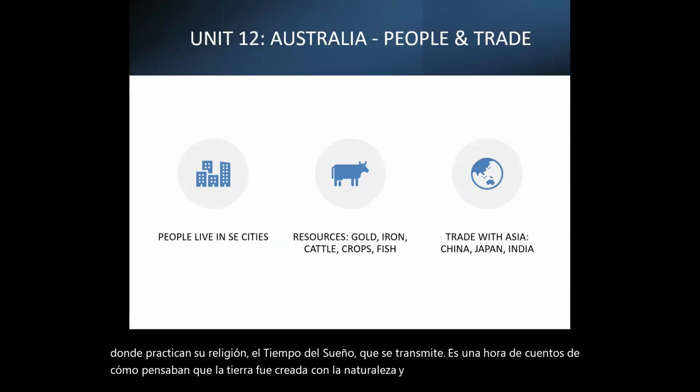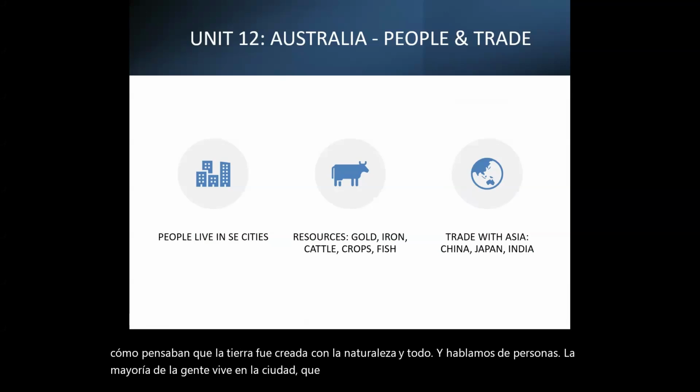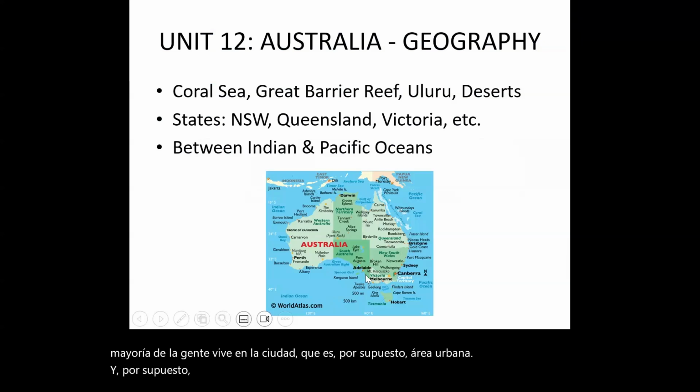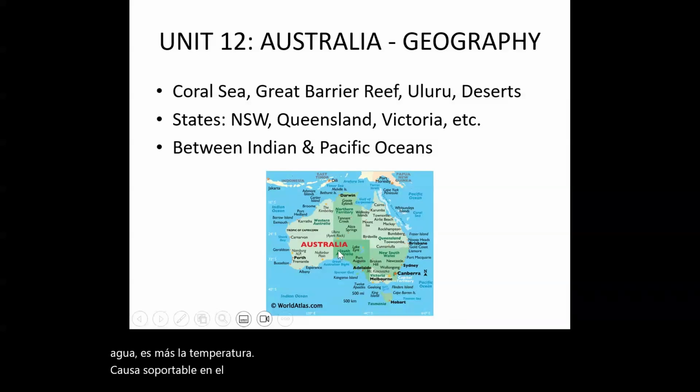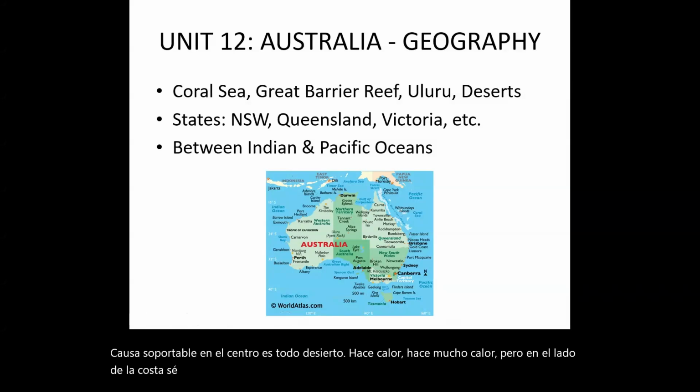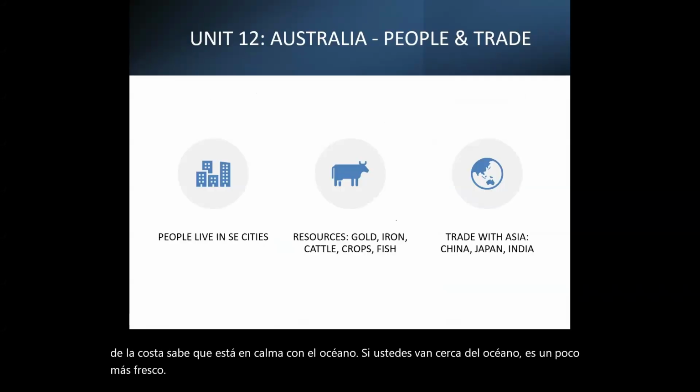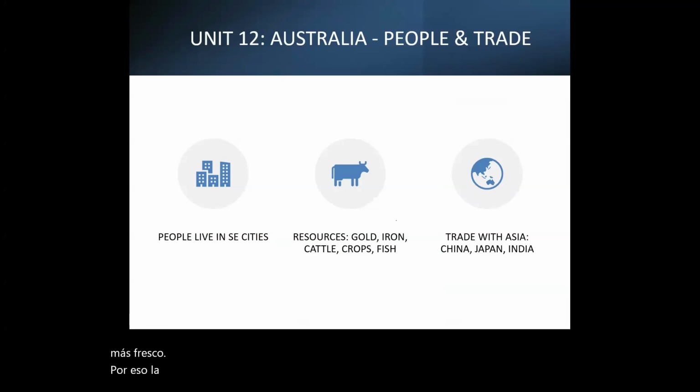And we talk about people. Most people live in the city, which is, of course, urban area. Make sure you understand people live on the coast because it's near the water, more jobs. The temperature is more bearable, because in the center it's all desert. It's very hot. But on the coast side, it's calm with ocean. If you go near the ocean, it's kind of cooler. So that's why people live there. Better job, better climate. Natural resources: gold, iron, cattle.